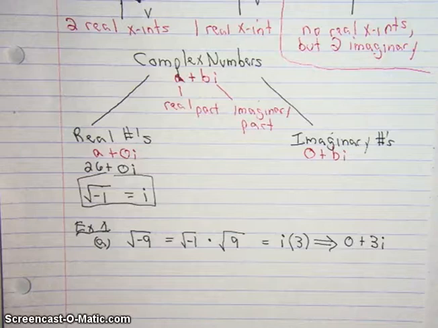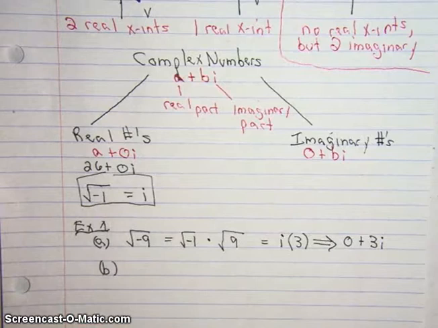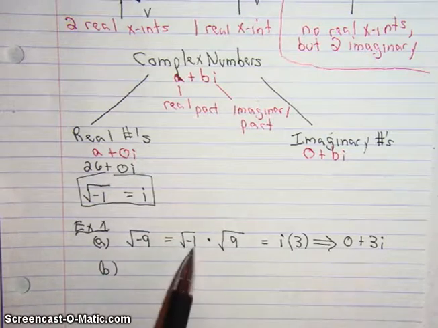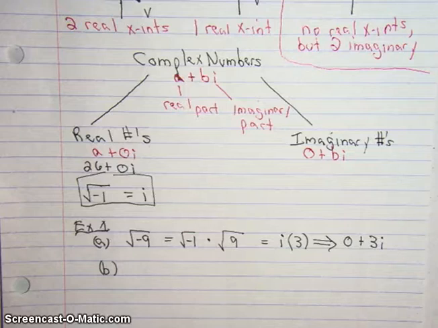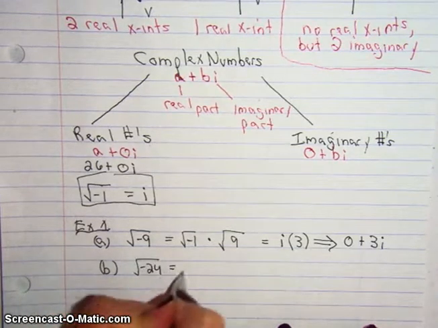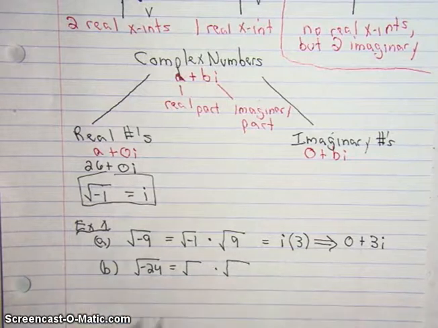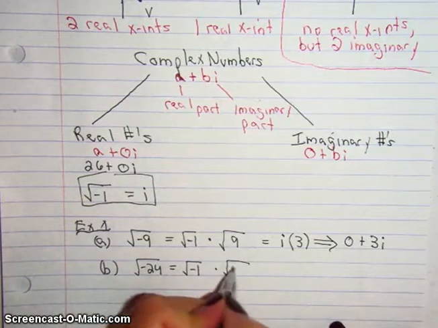So really, all you're doing is when you see a negative under a square root, you pull out an i. Negative under a square root, pull out an i. After today, I'm not going to make you write this out. All you're going to do is pull out an i. But for the next example, we're going to write it with the negative root 1. So the square root of negative 24 can be written as 2 square roots. Negative 1 times 24.